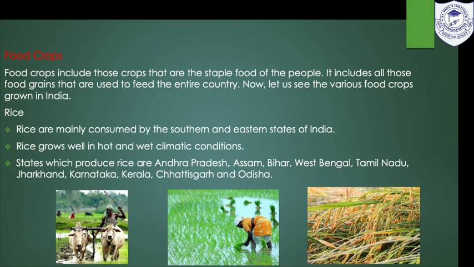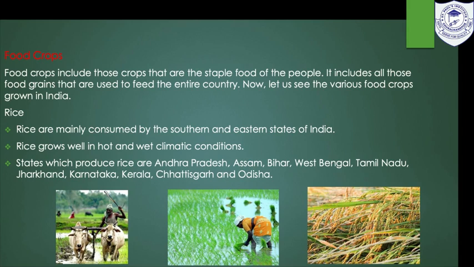Now first, food crops include those crops that are the staple food of people. It includes all those food grains that are used to feed the entire country. Now let us see the various food crops grown in India. First, rice. How do we produce rice? Look at the image first before we go on to the point. The first one, it is ploughing of field. And then the second one, plantation of rice. And then the third one, it is time for harvesting.